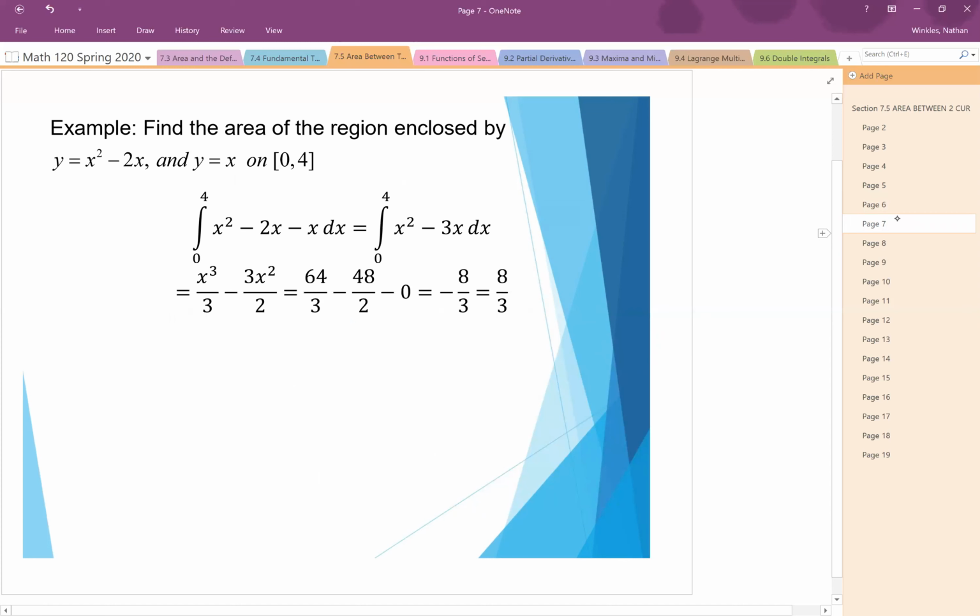So we're told find the area of the region enclosed by y equals x squared minus 2x and y equals x on the interval from 0 to 4. So we know when they're at 0, we get the same answer as when they are at 4. So we plug in 0, we get 0, so we know they touch there. You plug in 4, you get 16 minus 8, which is 8, and then the other one you get 4.